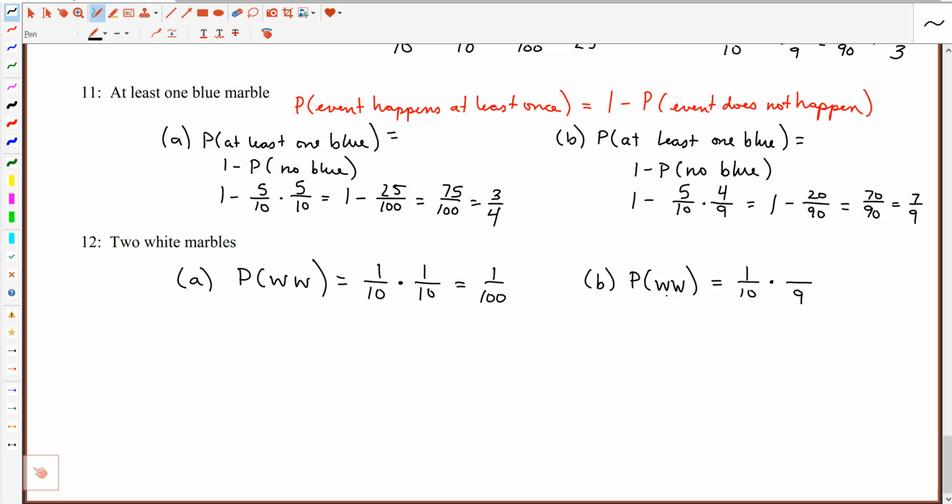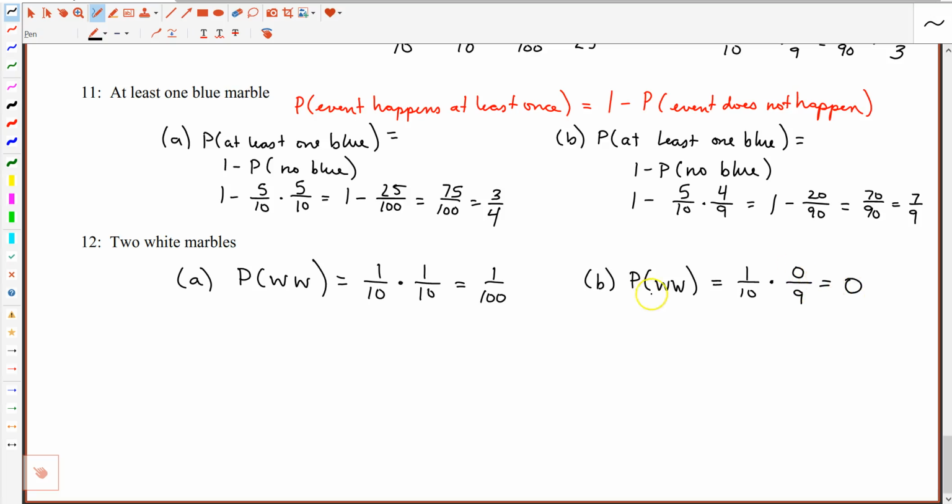Well, that first stage already happened. You already pulled this white one out on stage 1 before you got to stage 2. So if that white marble is already out of the bag, how many white marbles do you have left in the bag? None. All right, so this numerator would be 0. So then this probability is 0.